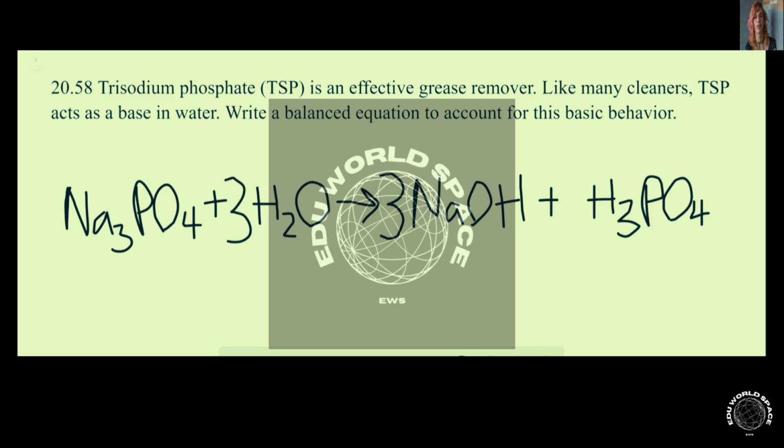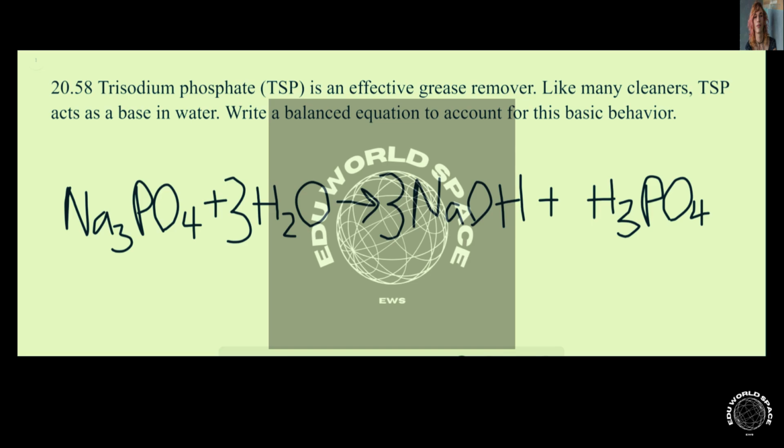So now we've balanced the sodium atoms, we've balanced the hydrogen atoms, and it looks like our phosphorus atoms are already balanced as well. We have 1 on both sides. So all that's left is to do our oxygen atoms. So our Na3PO4, that gives us 4, plus 3H2O, that gives us 3 more, that's 7 in my reactants. And then my 3 NaOH gives me 3, plus my H3PO4 gives me 4 more, that's 7 oxygen atoms in my product. So this equation is balanced.